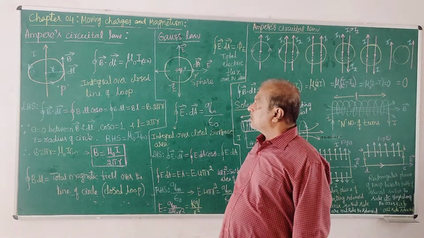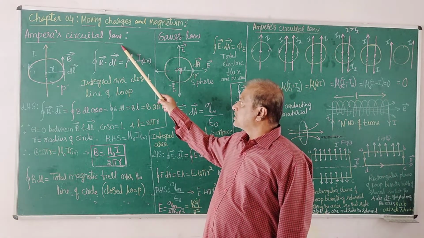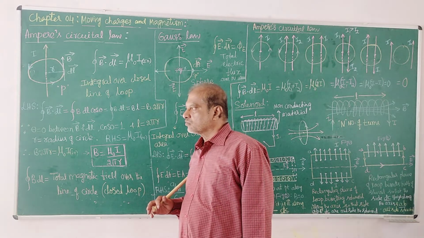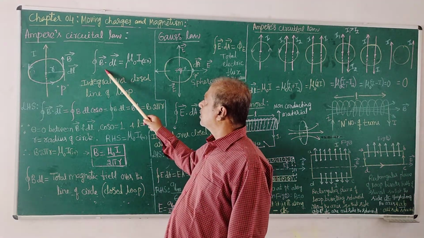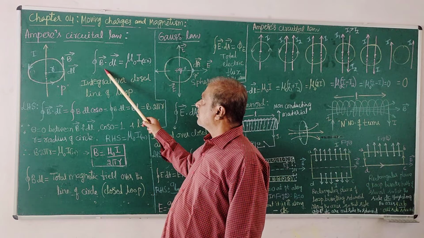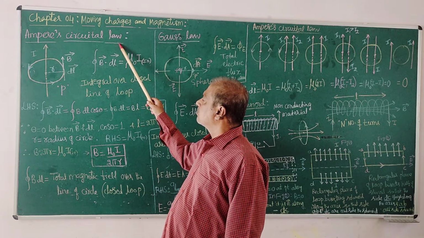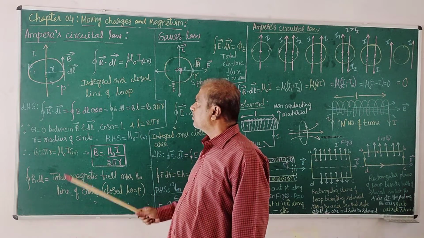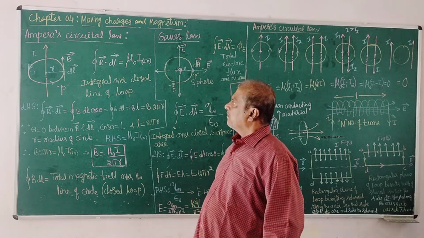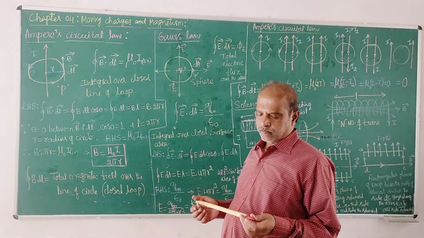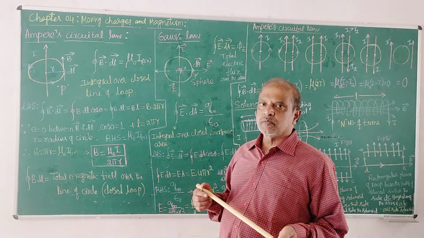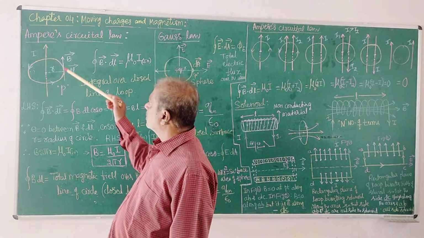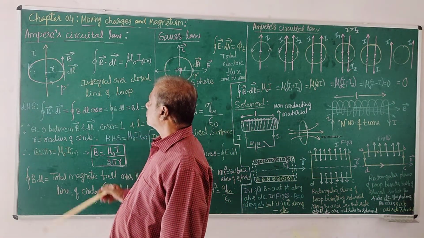Let us understand the statement of this law. The equation written here is a mathematical statement of the law. To understand this mathematical statement, we do require a suitable geometry of drawings. This is the geometry we require.